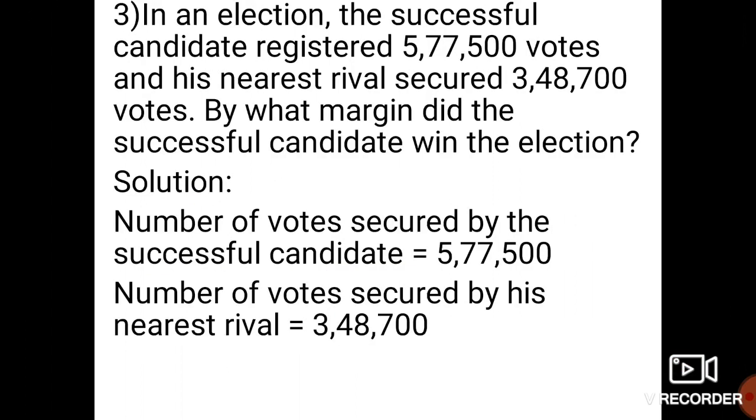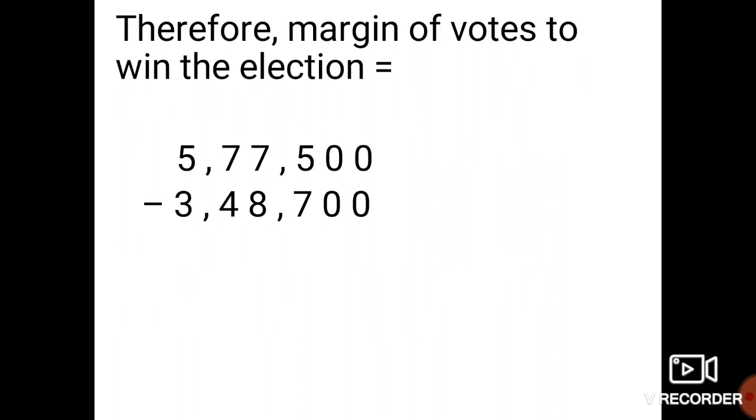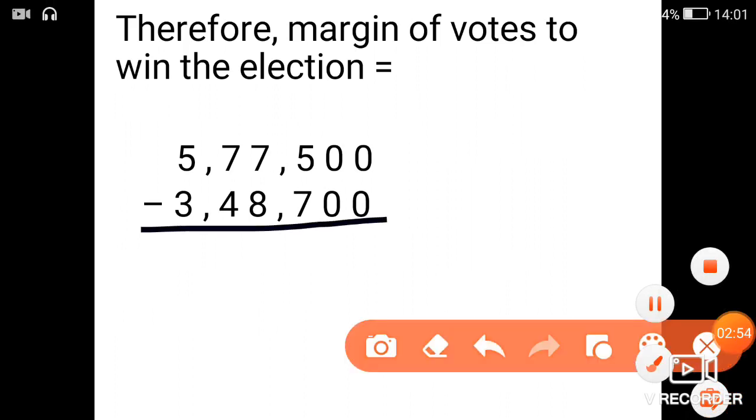Third problem, in an election, the successful candidate registered 5,77,500 votes and his nearest rival secured 3,48,700 votes. By what margin did the successful candidate win the election? We need to find that. So, first we will write the given data, that is number of votes secured and number of votes secured by the nearest rival. Now we will calculate the margin of votes needed to win the election. So, we need to perform subtraction here.